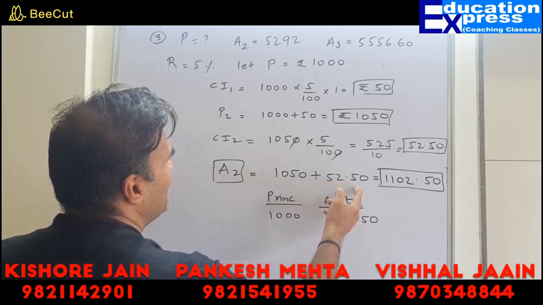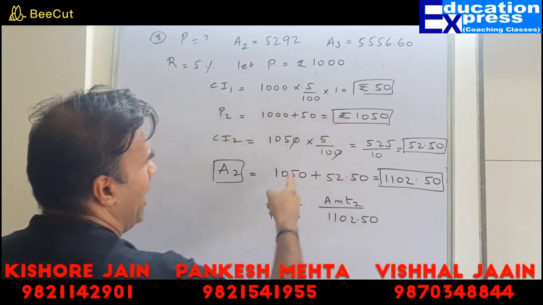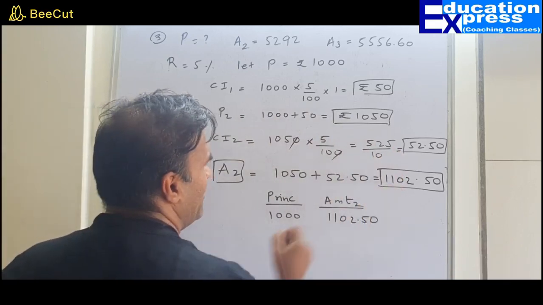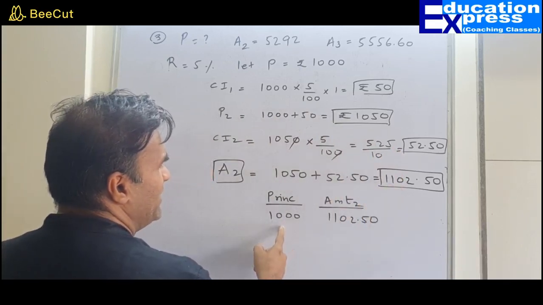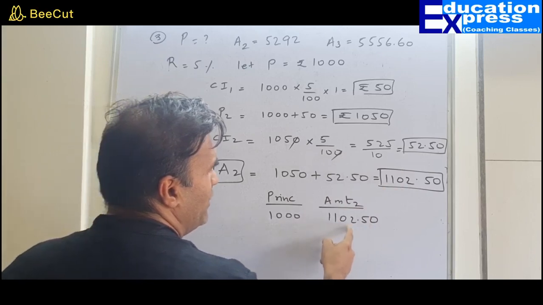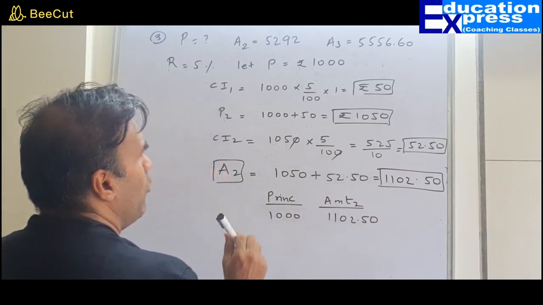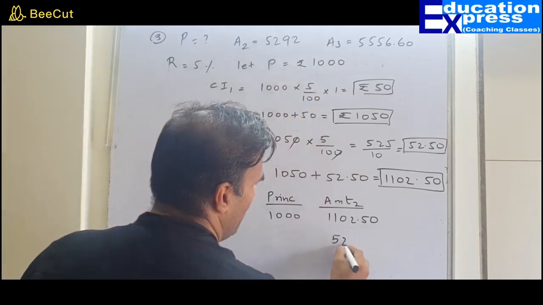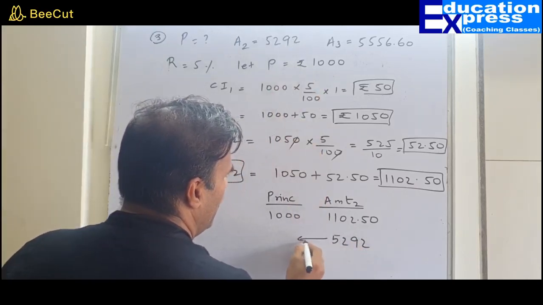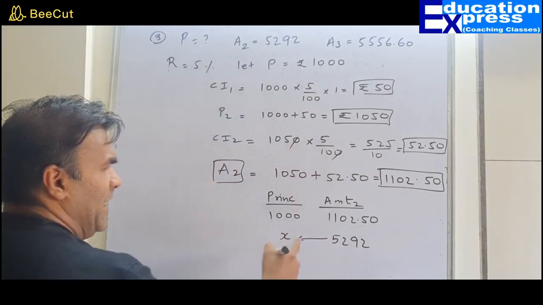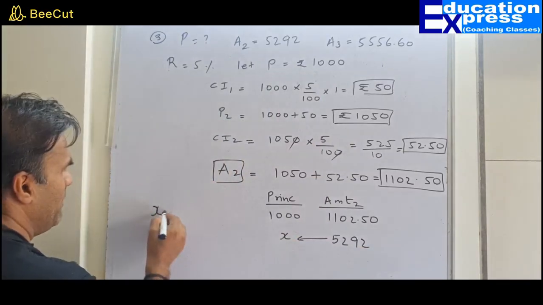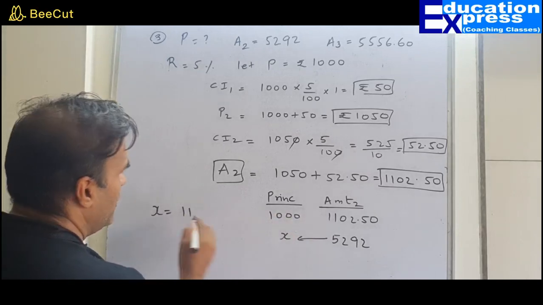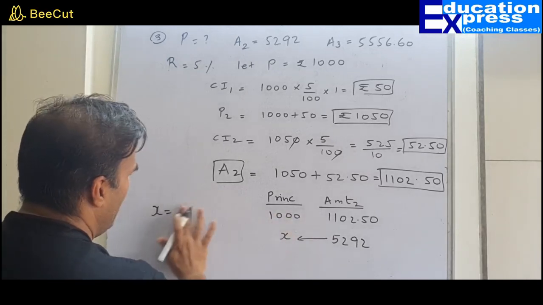That means whatever principal you deployed plus the interest that you earn would be the amount at the end of the second year. When principal is 1000, amount is 1102.50. When amount is 5292, what would be the principal? Same unitary method, cross multiply, x equals to 1000 by 1, 1.